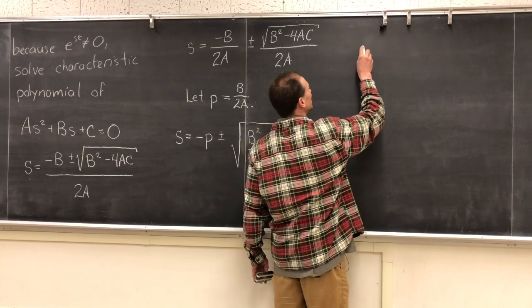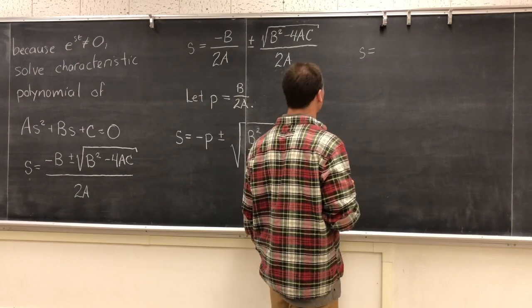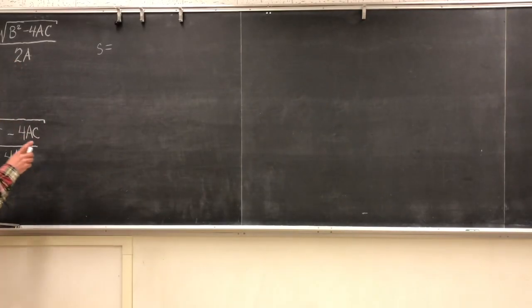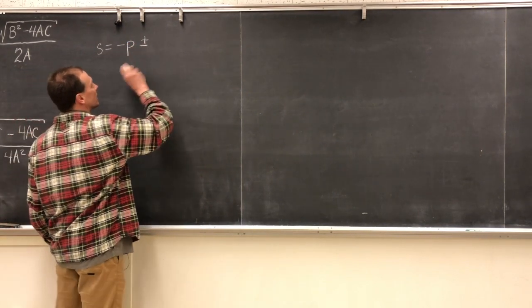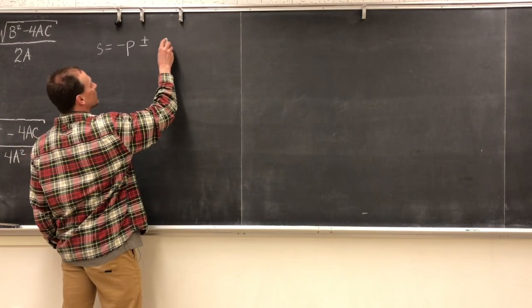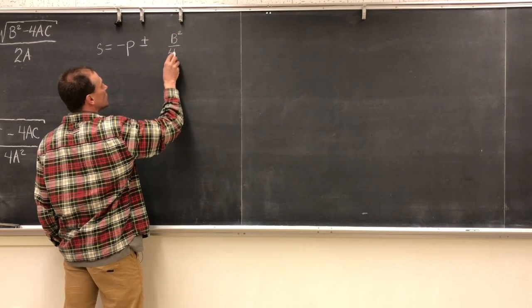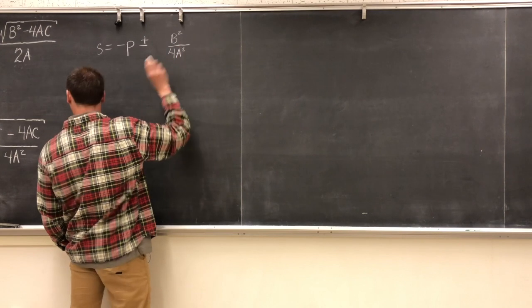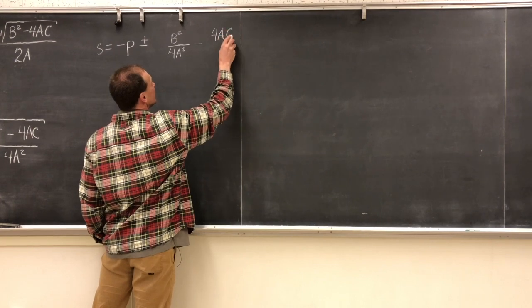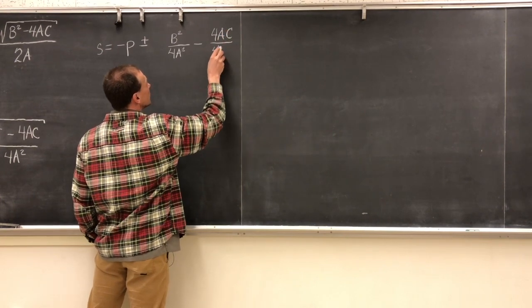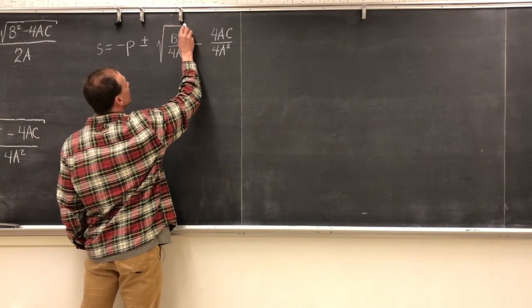Our next step is going to be now that s is equal to, we pick up, we have s is equal to, let's apply the same idea. We have minus p plus or minus. Then under our square root, we're going to put that here, we have b squared over 4a squared minus, and we have 4ac over 4a squared. All of that is now under our radical.